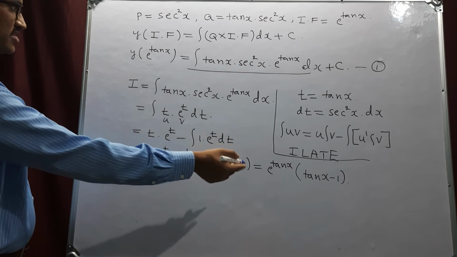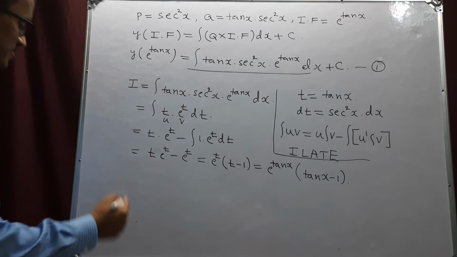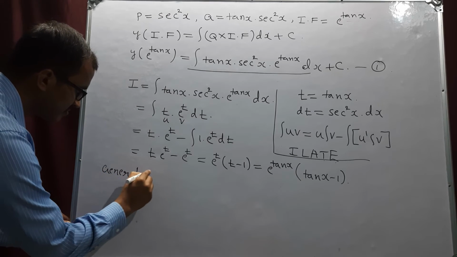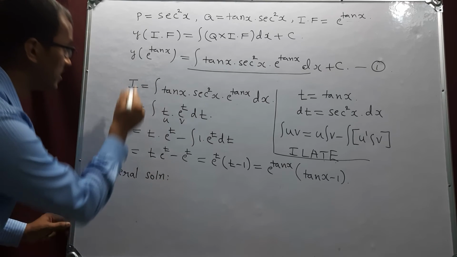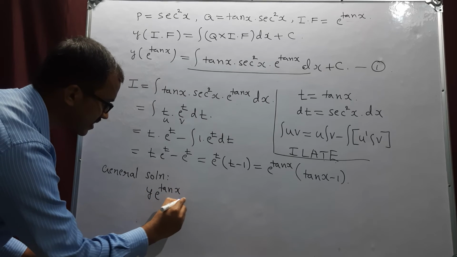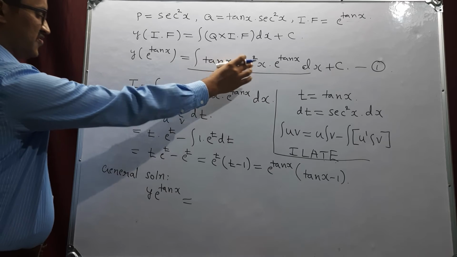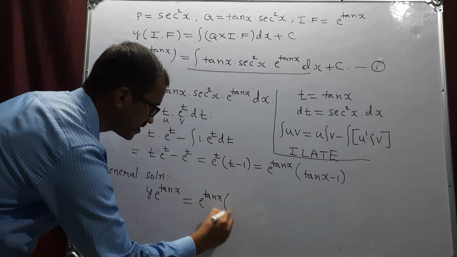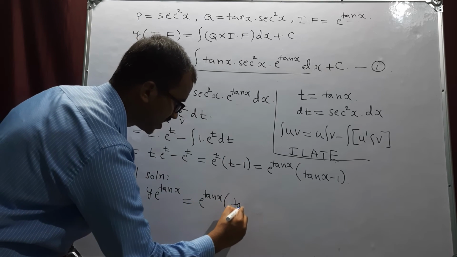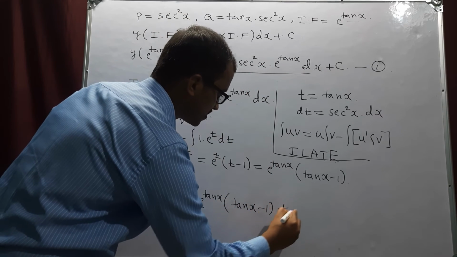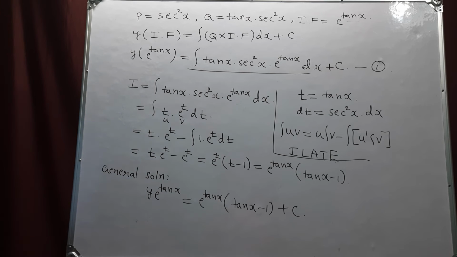So if I substitute this value in equation 1, the general solution becomes, see here, y into e power tan x is equal to integration of this, which is nothing but e power tan x into tan x minus 1, plus integrating constant, or dividing throughout by e power tan x.